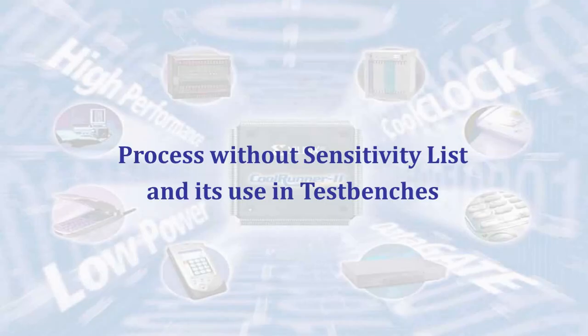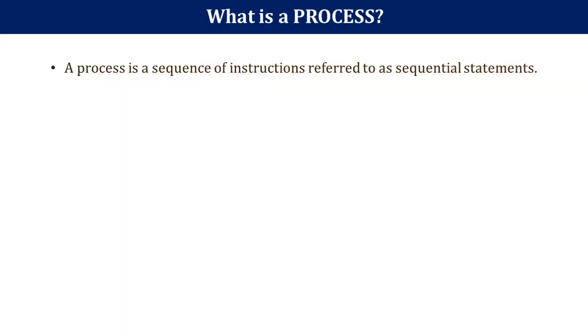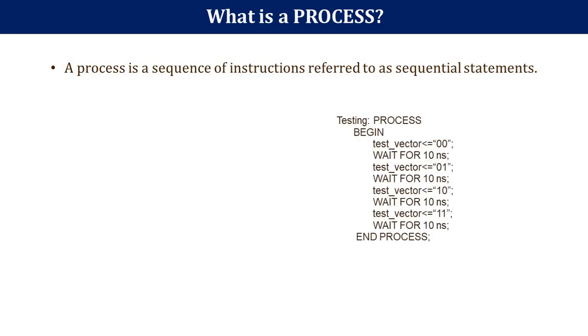Now let's see how to declare or write a process without a sensitivity list and its use in test benches. Means what is the importance of the process statement inside the test benches. Let's see, what is a process? It is a sequence of instructions that is referred to as sequential statements. Already we declare the process in the concurrent area also, because a process is itself a concurrent statement, but whatever statements are written inside the process are sequential statements.